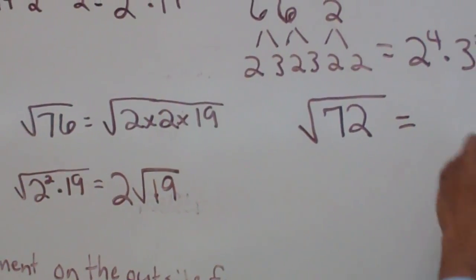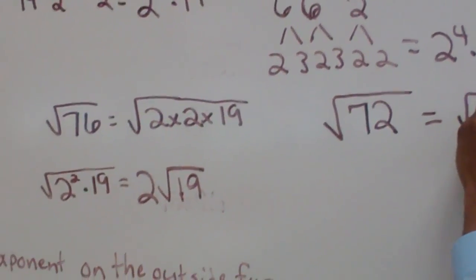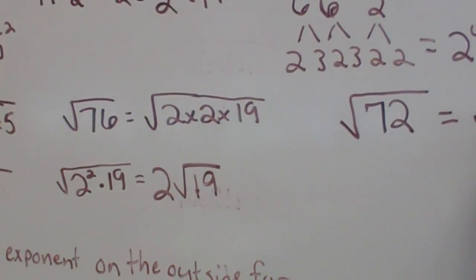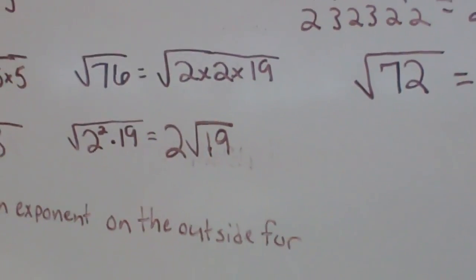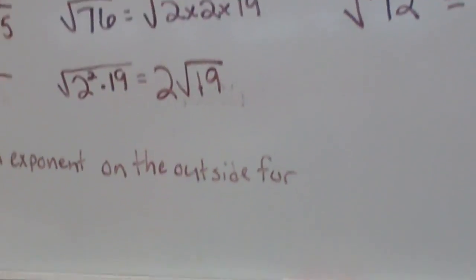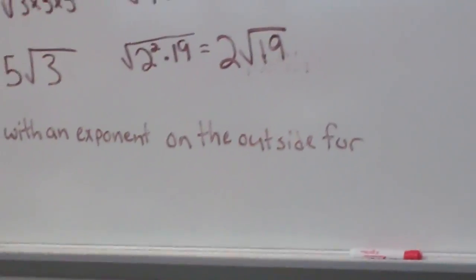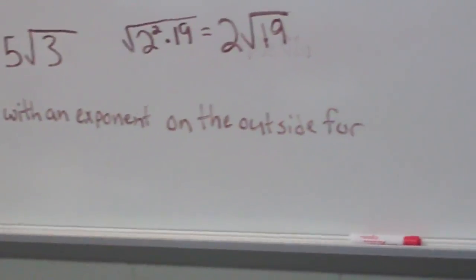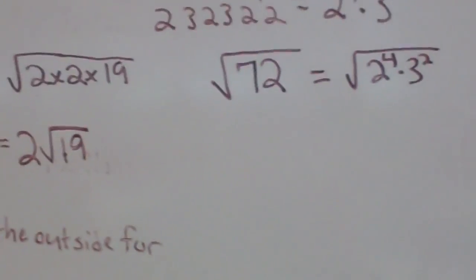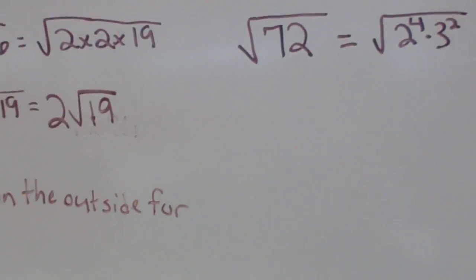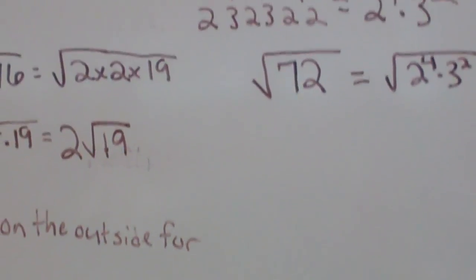So when you have that 72, and then you had that square root of 2 to the 4th times 3 to the 2nd. All right, square root of 4 is what, class? 2. And your base happens to be what? Your base is that big 2. So therefore, the square root of 2 to the 4th power would be 2 what?